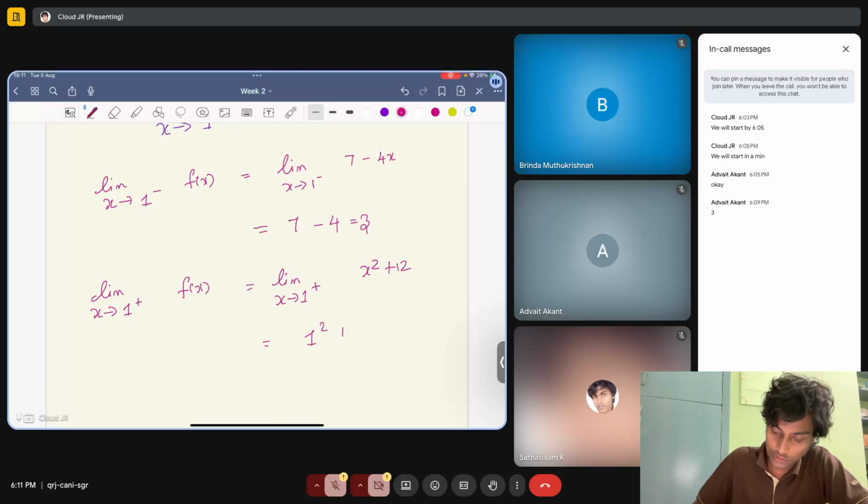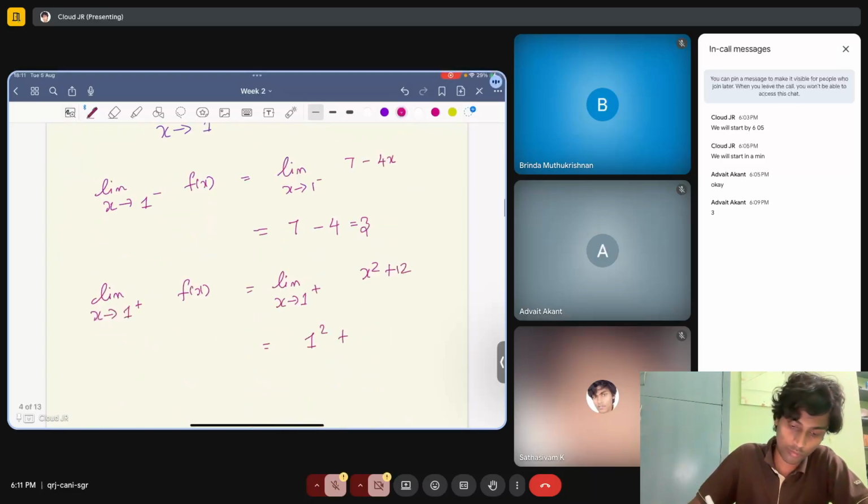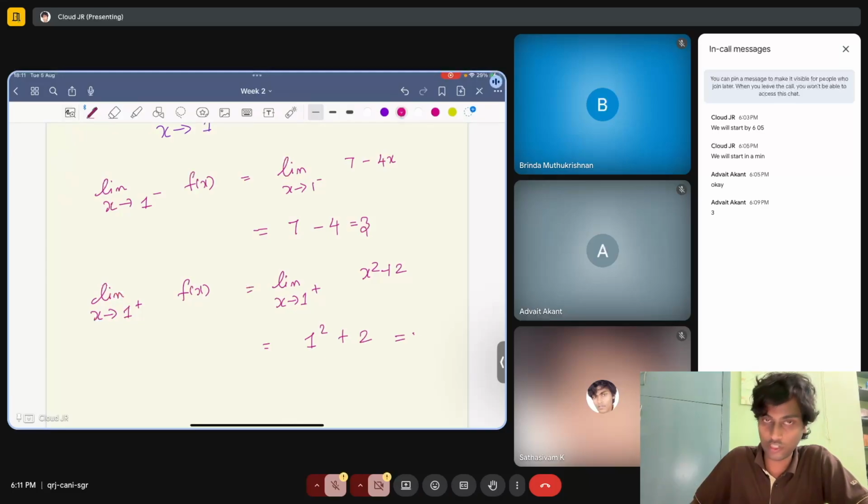So this is 1 square plus, no, x square, not 12, x square plus 2. Yeah. So 1 square plus 2. So this is also 3.